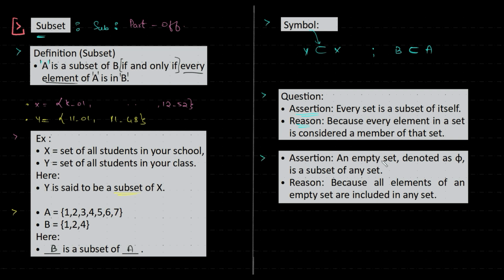Here the assertion is an empty set denoted by that is a subset of any set. Reason, because all elements of an empty set are included in any set.